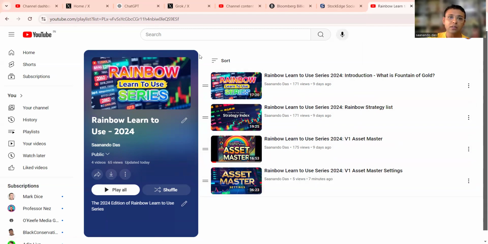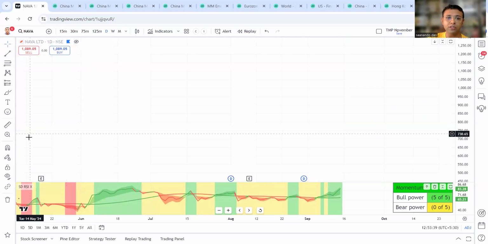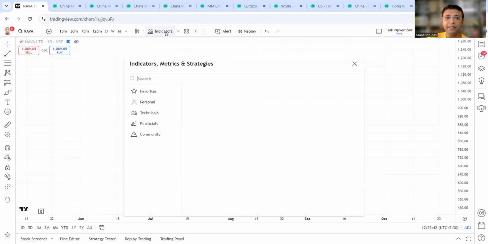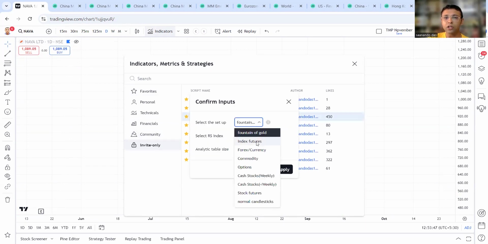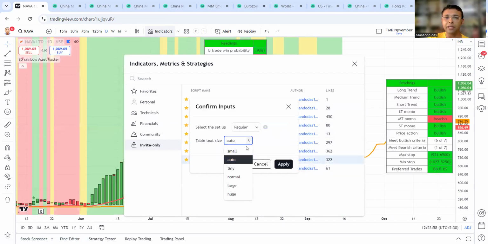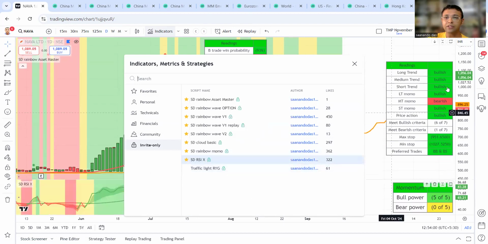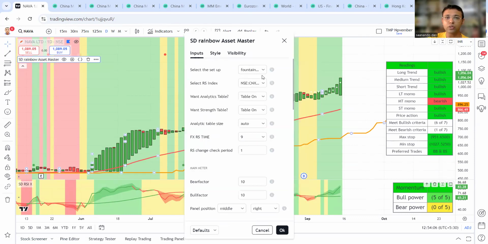So now let's go back to where we were. Let's go back here. You now know how to add these indicators, but let me do it once more. Indicators, invite only, SD Rainbow Wave version 1, Fountain of Gold. This is the mother setup, which can be applied to any asset class, then apply. And then you have SD RSI AX. Let me make the size of the table large, and we are done. Let me make this large also so that you all can see the table clearly.